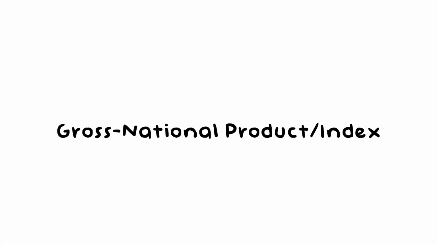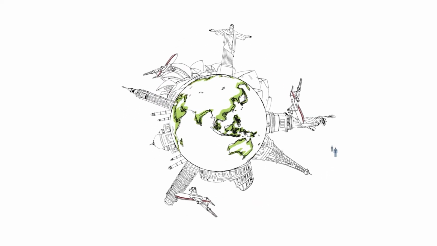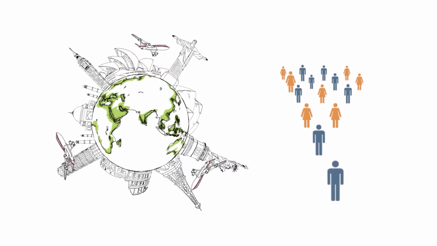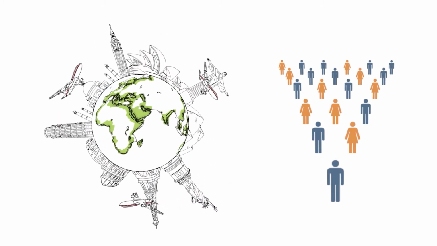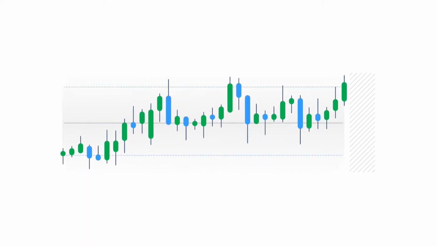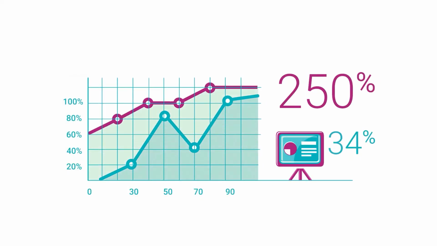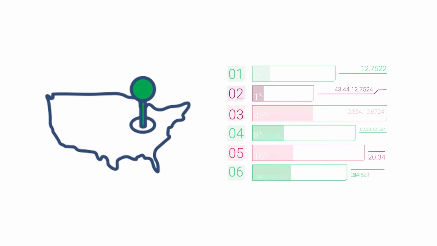Gross national product, or index, the value of all goods and services produced in a country by its citizens, regardless of where they are manufactured. Inflation, the general increase in price levels over a given period of time. Inflation is often a general term, such as the overall increase in prices or the rise in living costs in a nation.